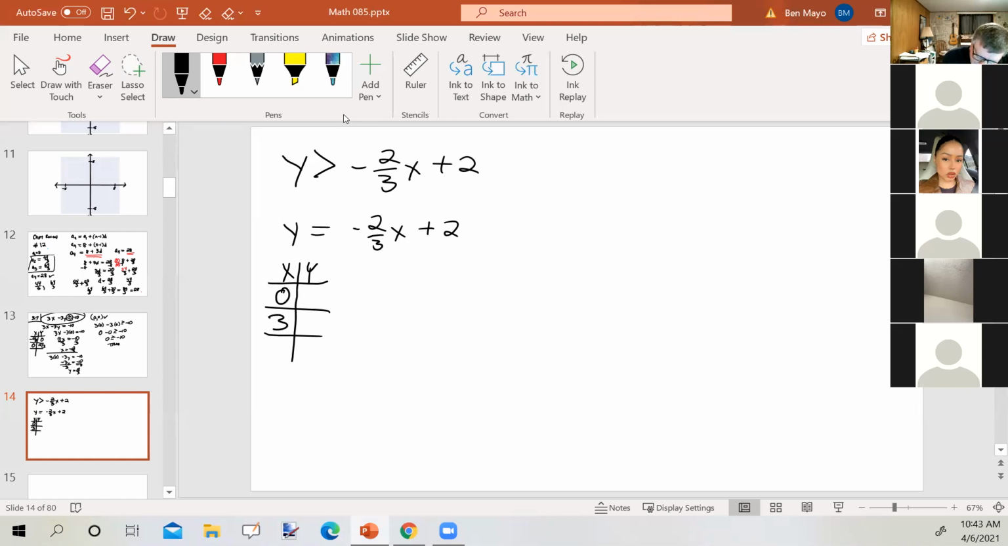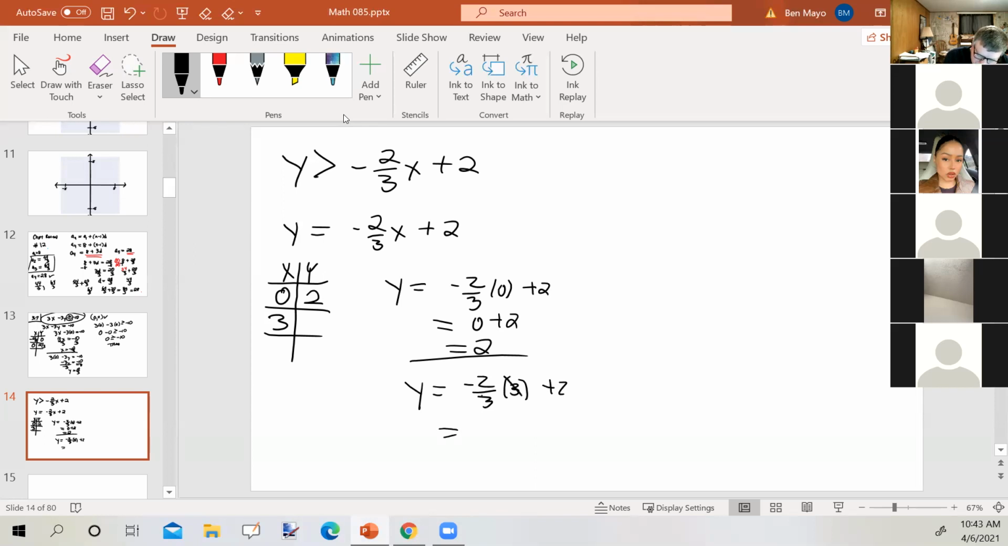If x is 0, I get y equals -2/3 times 0 plus 2, which is 0 plus 2 or just 2. If x is 3, y equals -2/3 times 3 plus 2. The 3's reduce down and we get -2 plus 2, which is 0. So we've got two ordered pairs, 0, 2, and 3, 0. Are we okay with that? Any questions there? All right. Nope.